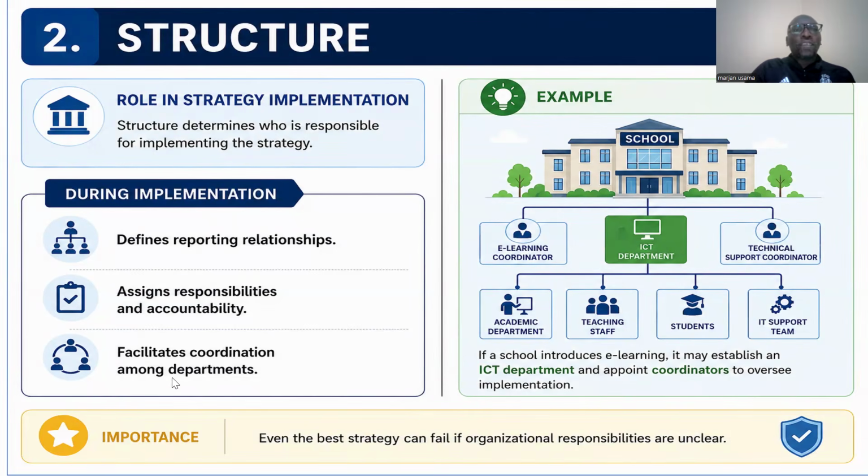Then lastly, it facilitates coordination among departments. This structure enables there to be a tansik. We have Department A, Department B. Now look at the example.